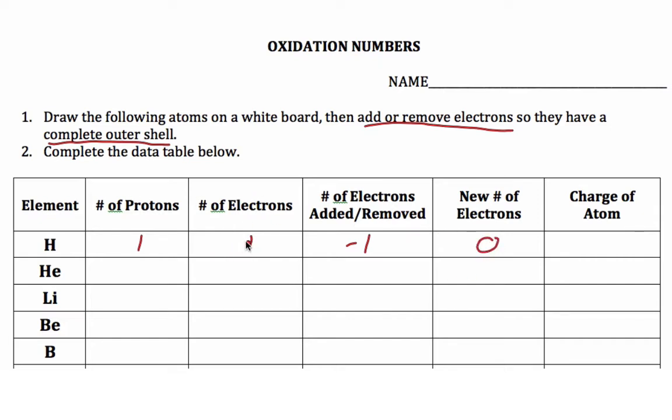Now remember, hydrogen and helium only have one electron shell that only holds 2 electrons. So it will lose that, and if it does, it now has 1 proton, no electrons, so it has a charge of 1 plus. Right, but let's take a look at another one.